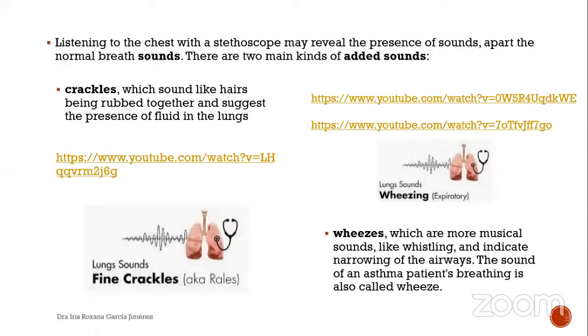Listening to the chest with the stethoscope may reveal the presence of sounds, of course, apart from the normal breath sounds. There are two main kinds of added sounds, the crackles and the wheezes. Crackles, which sound like hairs being rubbed together, suggest the presence of fluid in the lungs. And wheezes, which are more musical sounds, like whistling, indicate narrowing of the airways. The sound of asthma patients breathing is also called wheeze.